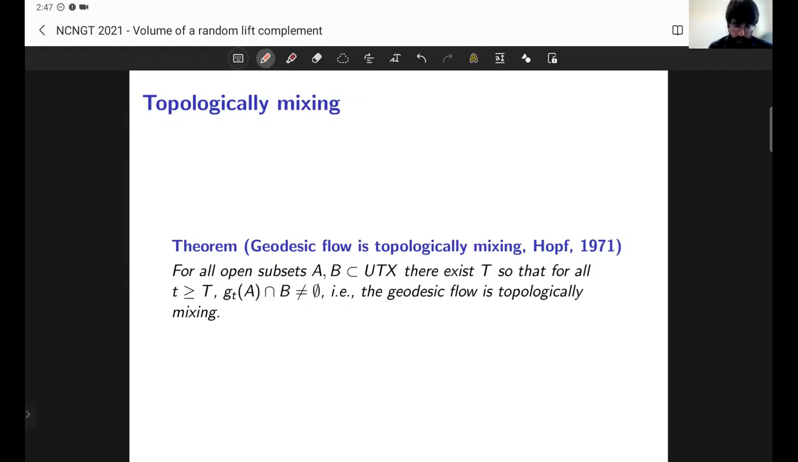One way to think about this is that in the long run, the geodesic flow diffuses things so much that even if you start with two completely isolated open sets, eventually the geodesic flow will diffuse things in such a way that they will end up intersecting.